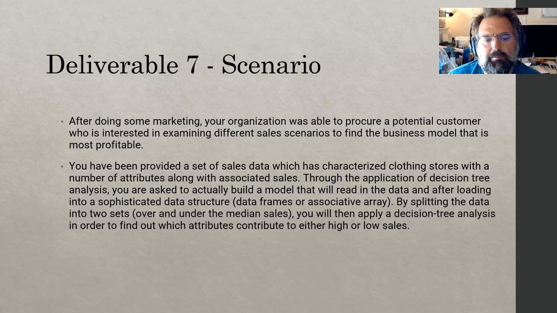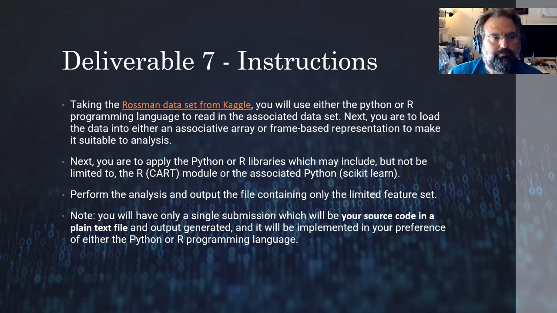So you'll need to determine what is the median sales for the data frame and then associate a flag with if it's above or below that value. You will then apply decision tree analysis in order to find out which attributes contribute to either high or low sales. So your instructions here are to take the Rossmann data set from Kaggle, and then you will either use Python or R, this time, not both, but or, programming language to read the associated data sets.